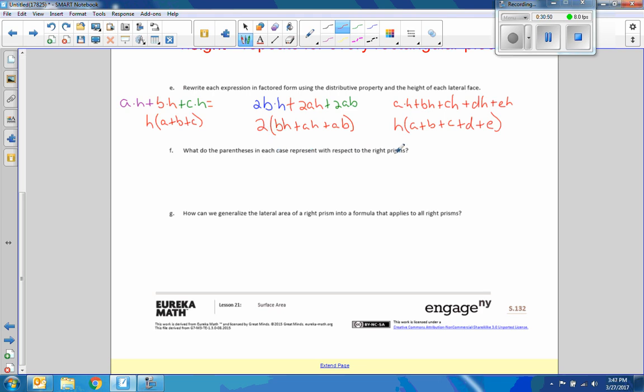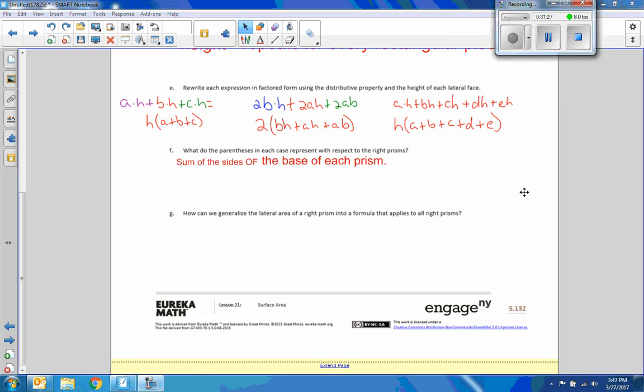What do the parentheses in each case represent with respect to the right prism? A plus b plus c. It's the sum of the sides of the bases, the sum of the base of each prism. Okay, the sum of the sides of the base of each prism.